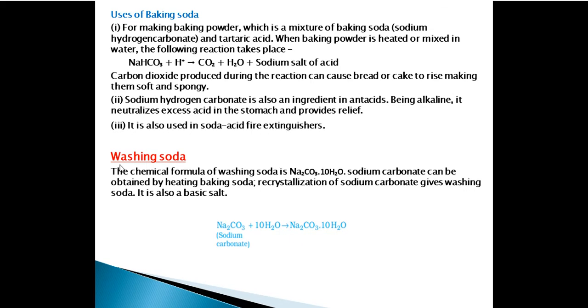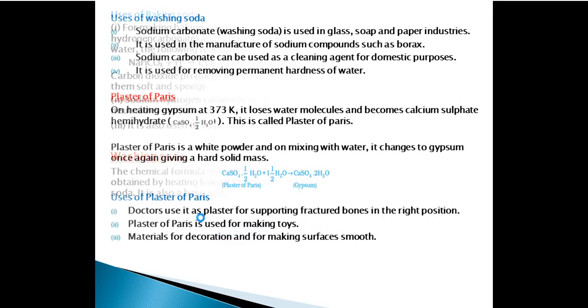The next type of salt which we have read is washing soda, and the chemical name of washing soda is sodium carbonate decahydrate, and the formula is Na2CO3.10H2O. And how is it formed? When baking soda is heated, we get sodium carbonate, and if 10 molecules of water are added to sodium carbonate, we get washing soda.